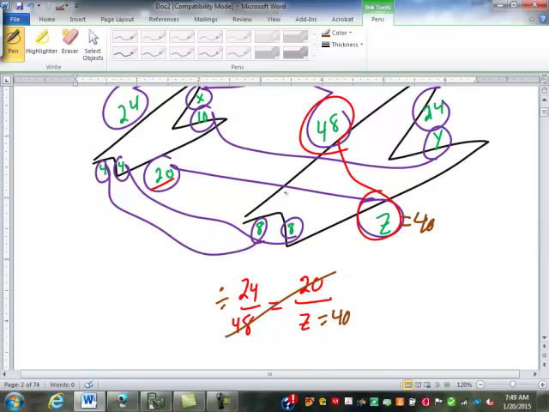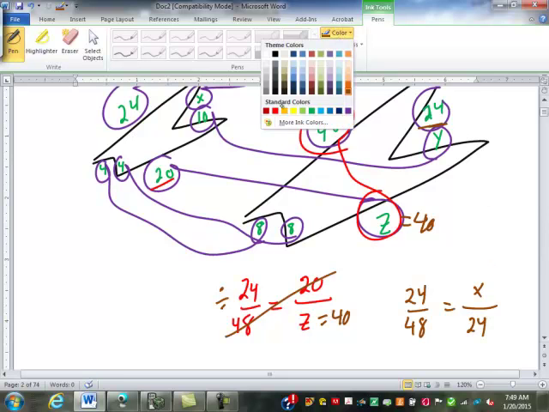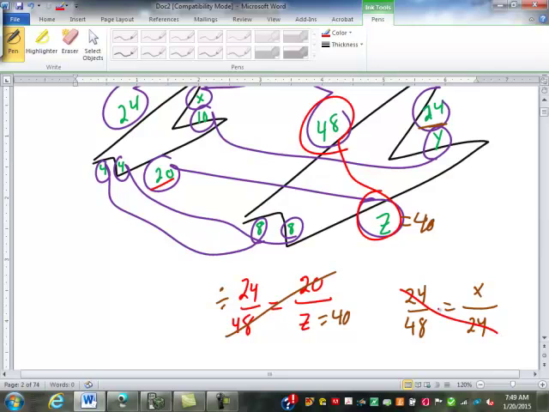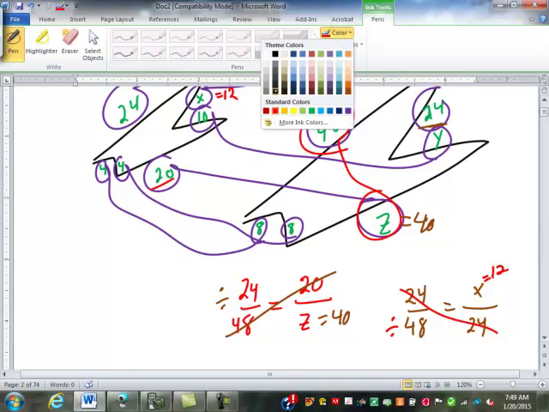We'll do the same for X and Y. 24 over 48. Let's do X. Where's X going to go? It goes on top because it's from the same figure as the 24. What's going to go on bottom? Well, X is linked to the 24. So if we cross multiply and divide here, 24 times 24 divided by 48 is 12. X equals 12. You guys get the picture, right?